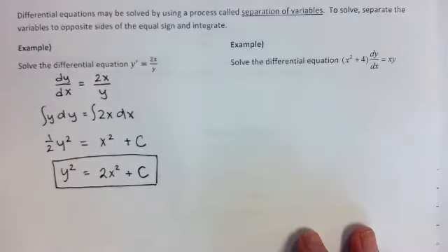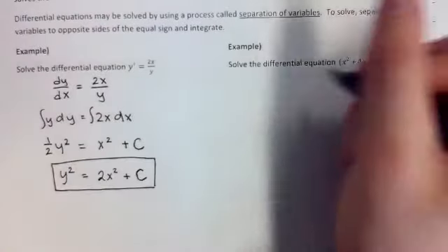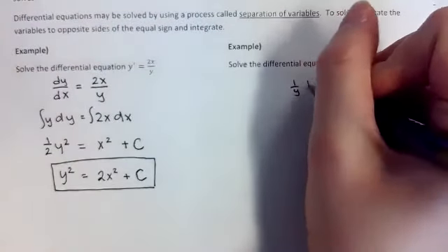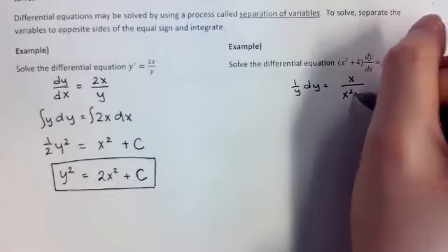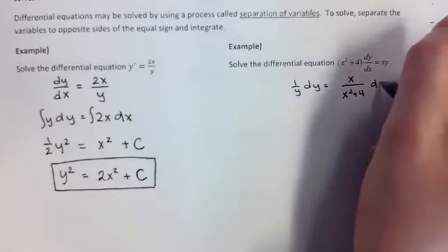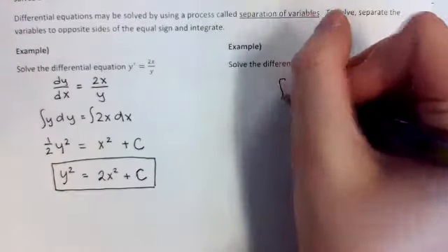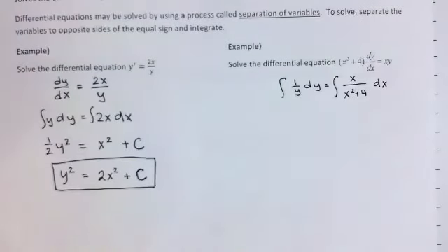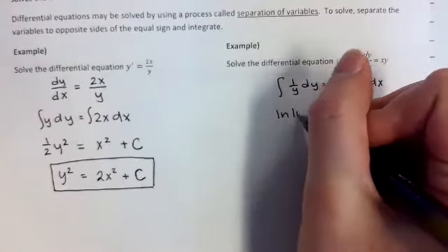Okay, let's look at the second one. It already is written with dy dx, so we don't have to change the y prime. I have to divide the y over and the x squared plus 4 over. So we'll have 1 over y dy equals x over x squared plus 4 dx. And then I should integrate, good. 1 over y dy is going to become ln y, good.